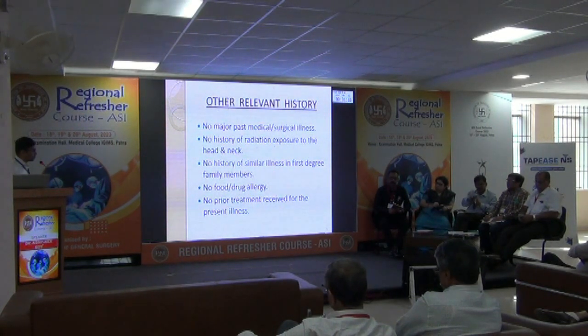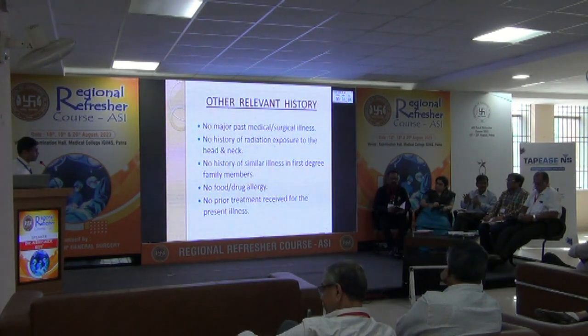So unless this patient has got a disease which has a clear genetic background, this statement does not stand, that other family members do not have a swelling on the same side of the face. That is not a relevant statement. Next.